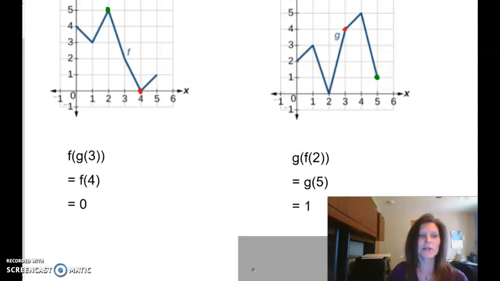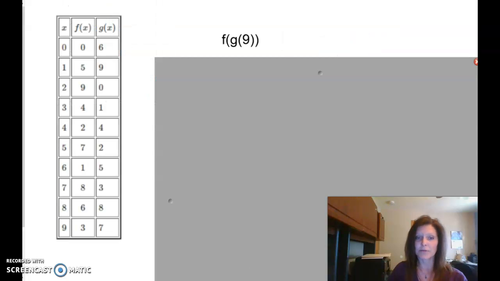All right, let's take a look at doing it from a table of values. So instead of the graph, could I do it from a table? It's very similar. You just have to keep in mind which column goes with which function. So if I'm asked to find f of g of 9, well, let's see. The x here is 9, right? Because it's inside, that's what we're plugging in.